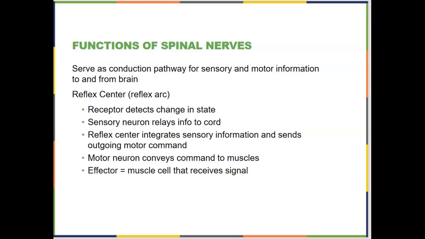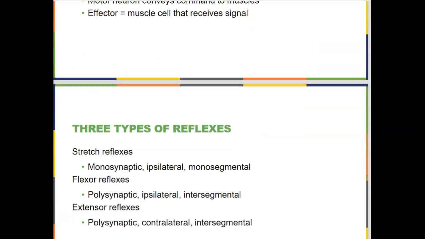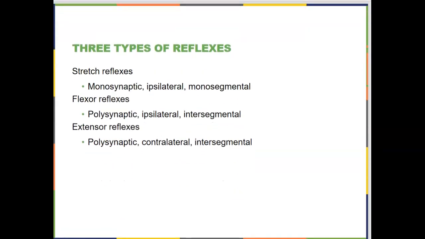So motor neurons convey information to muscles saying move, and that's the effector. The receptor is usually associated with the effector muscle. There are 3 types of reflexes: a stretch reflex, which is called monosynaptic. It's ipsilateral. Ipsi means same side, lateral means side. So ipsilateral means a reflex on the same side of the body. Monosegmental, meaning it doesn't spread through dermatomes.